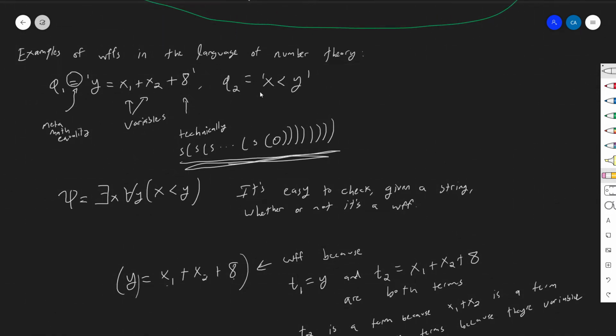X less than y, that's obviously a well-formed formula. And here's a more complicated one: psi is equal to, and again this equals in the metamathematics, there exists an x such that for all y, x is less than y. This is a valid thing because this right here, x less than y, is a well-formed formula. We've said it right here. Putting parentheses around it is also a well-formed formula.